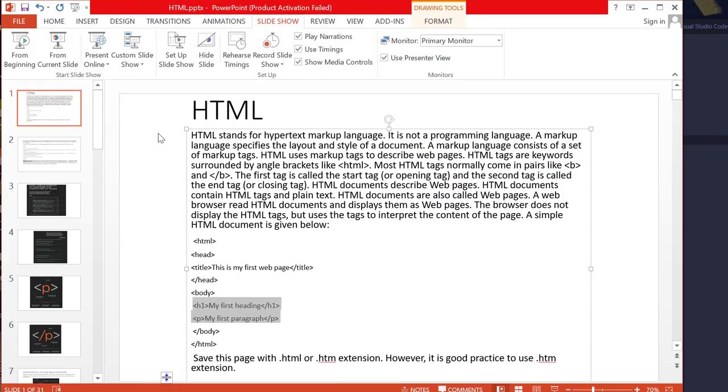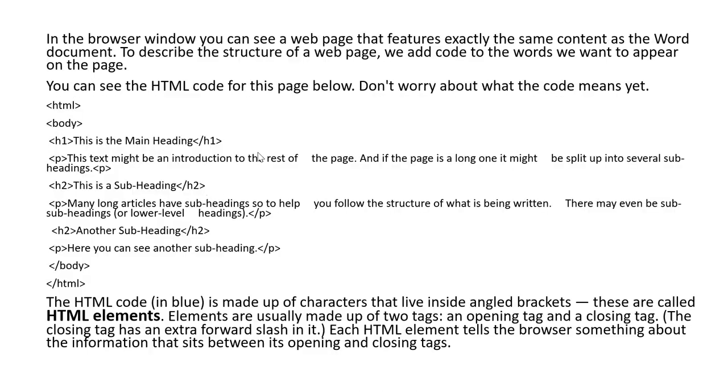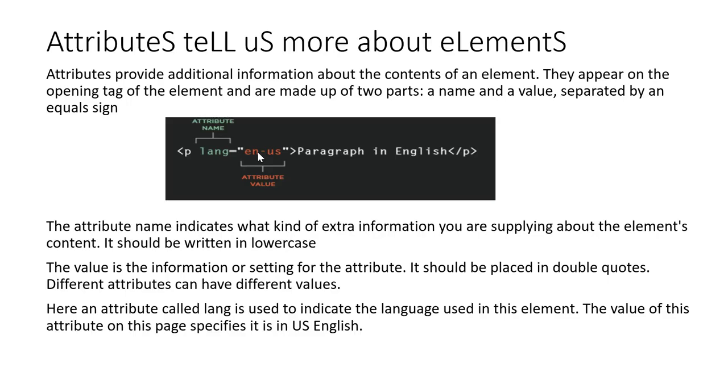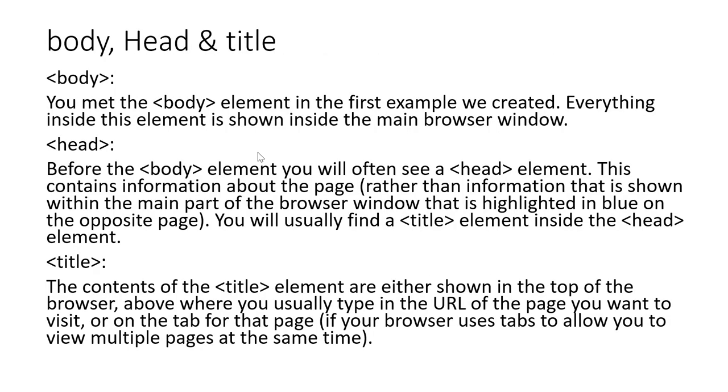Let's jump to the next section. Body, head and title. This is the body tag. You made the body element in the first example we created. Everything inside this element is shown inside the main browser window. I have already mentioned what code should go inside the body tag. These elements are shown in the main browser.